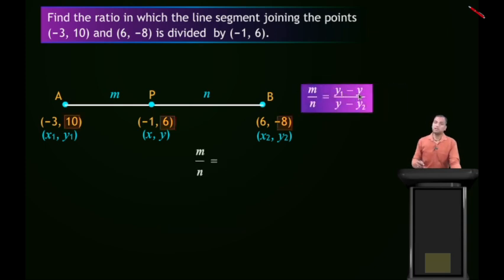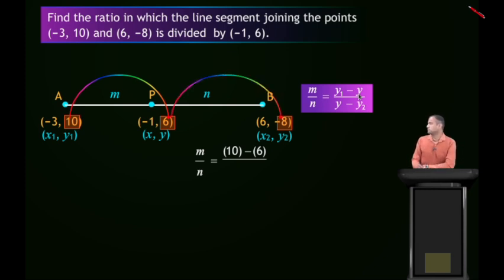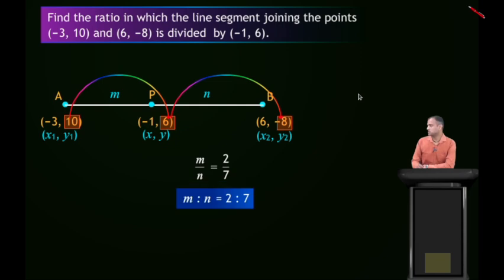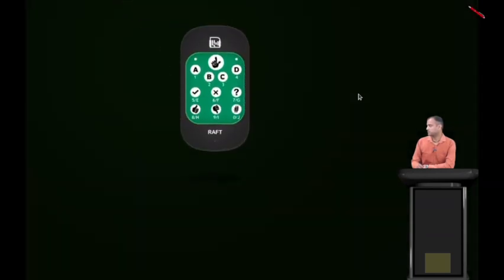Okay, now we will also verify this same ratio by taking y coordinates. So m upon n equals (y1 minus y) upon (y minus y2), or it can be written as 10 minus 6 is 4, and 6 plus 8 is 14. So the answer is 2 upon 7. So here the ratio is 2 upon 7.